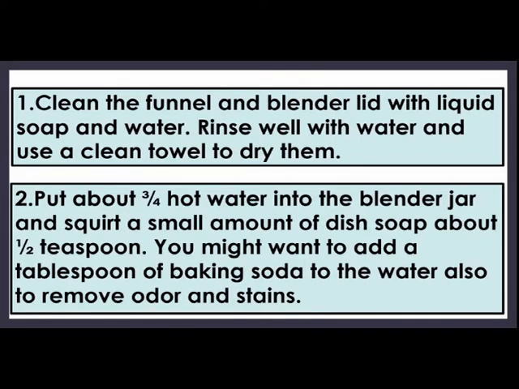Okay, so for number two, put about three-fourth cup of hot water into the blender jar and squirt a small amount of dish soap or dishwashing liquid. That is 1/2 teaspoon, or you can put as much as you want if you think that you have to clean your blender properly, or if you have to clean your blender with a lot of oil. As well as you might want to add a tablespoon of baking soda to the water. And actually, baking soda is really good in removing odor and stains.